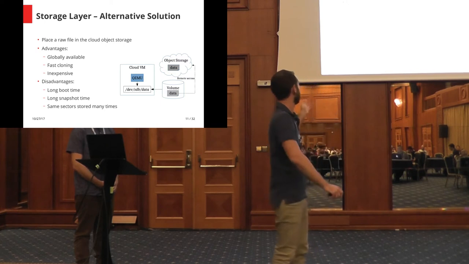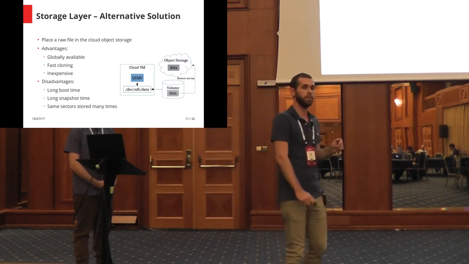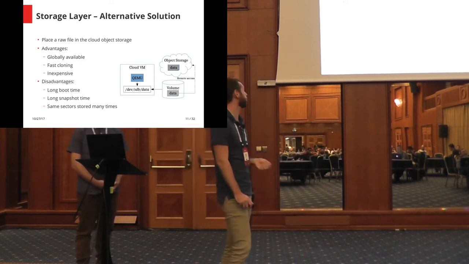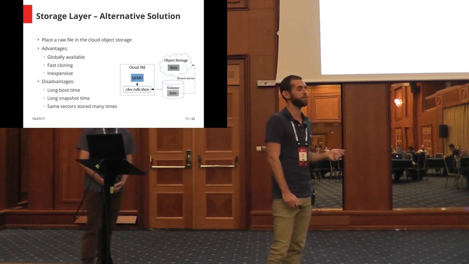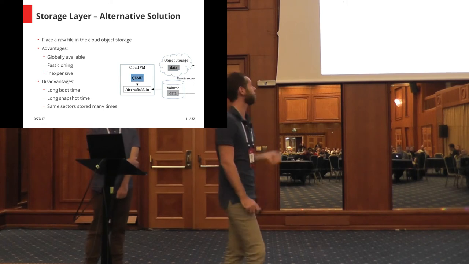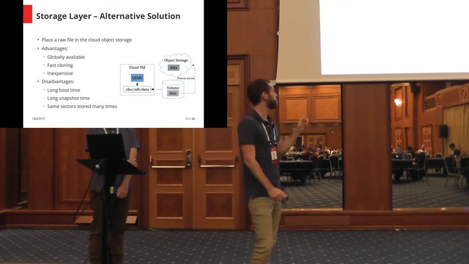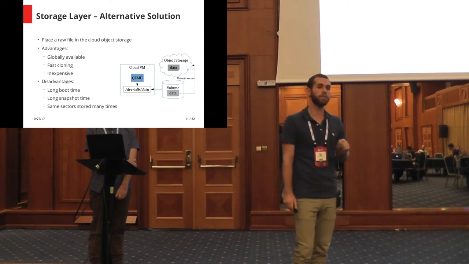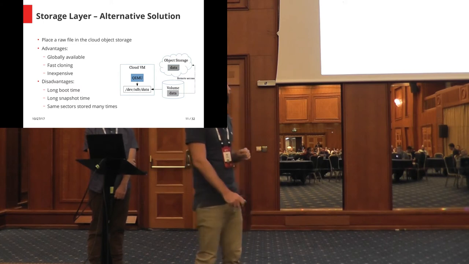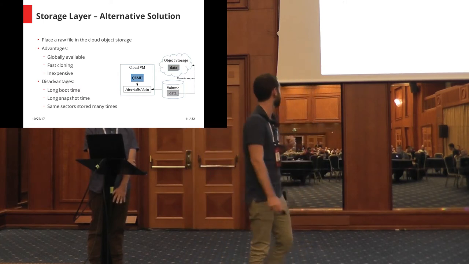So the advantage, compared to the previous solution, is that now the data is globally available. We can use it in any cloud or any region. This is the purpose of the object storage. Also, the cloning is fast. You can start multiple VMs at the same time, and they would all download the data at the same time. The object storage supports that. Compared to keeping the data on the volumes themselves, it is inexpensive. But this solution also has some disadvantages.